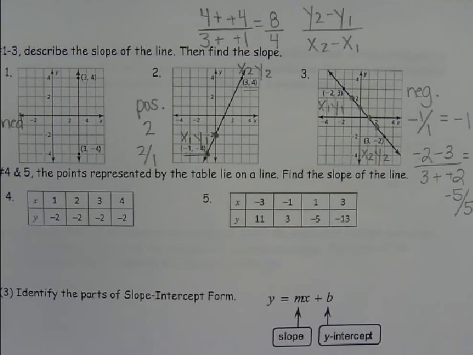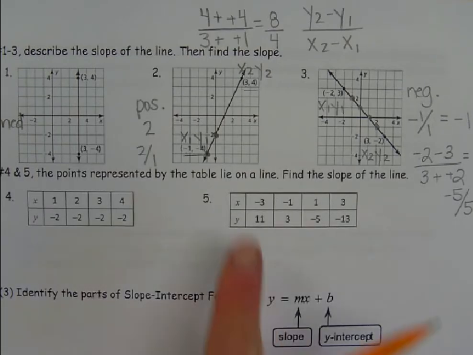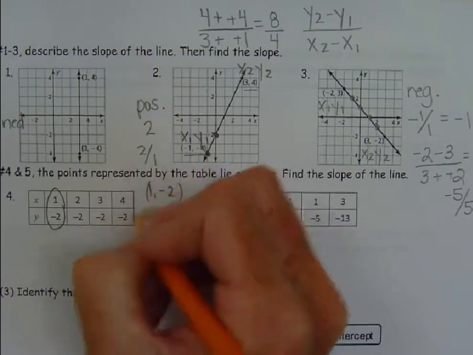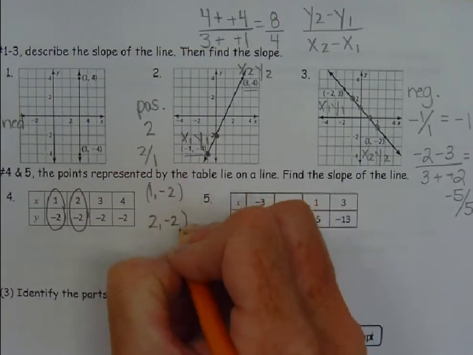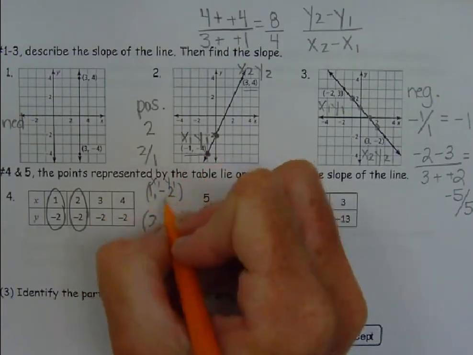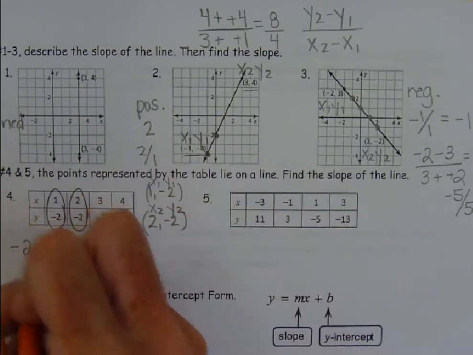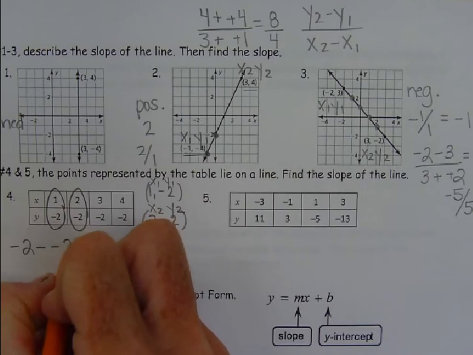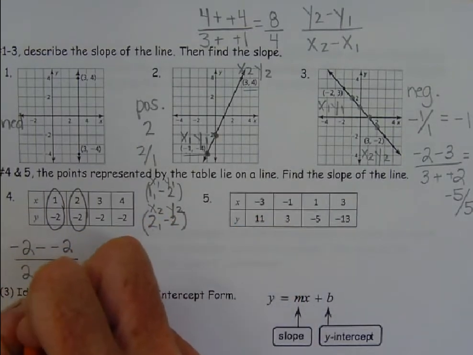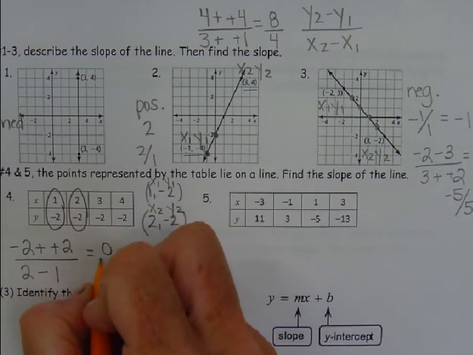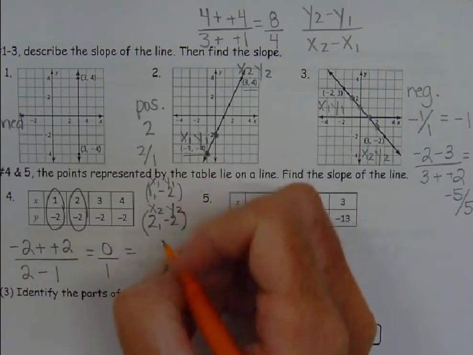So my next example, we are talking about a table. Whenever you have a table and you are asked to calculate the slope, you just pick 2 points on that table and use your slope formula. So in this case, I'm going to pick the point 1, -2, and I'm going to pick the point 2, -2. And then I can call this one x1, y1, x2, y2, and I can calculate my slope. y2, -2, minus y1, which is a -2, over x2, 2, minus x1, 1. And what I do on top is I zip zap that. I get 0. 2 minus 1 is 1. 0 divided by anything is 0.